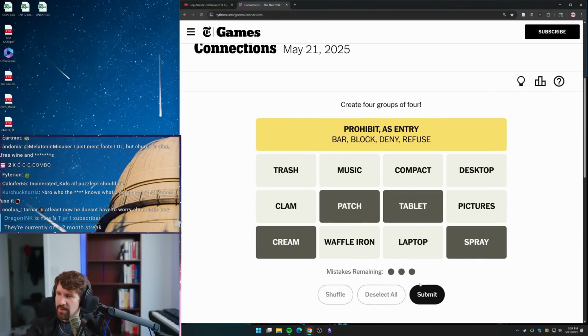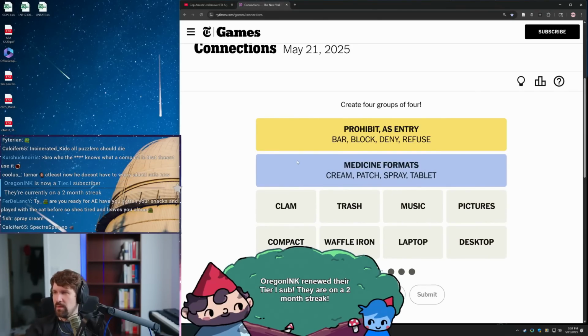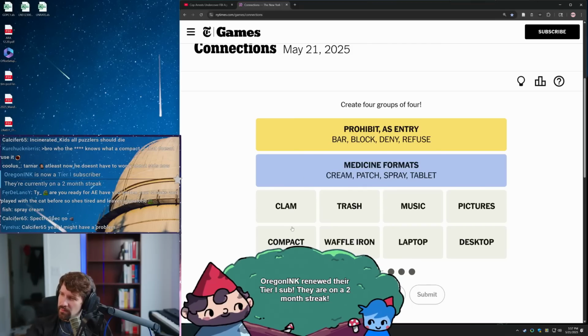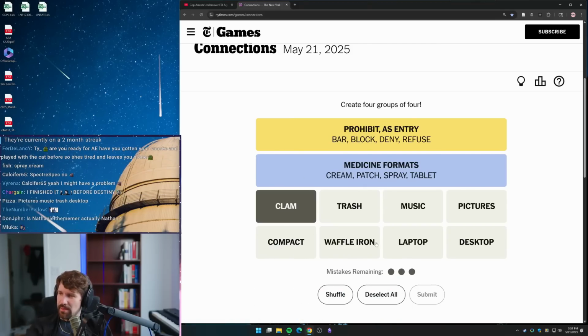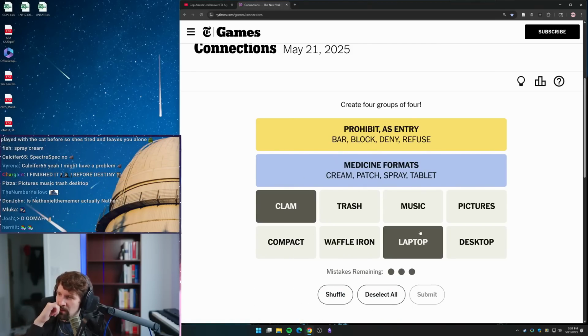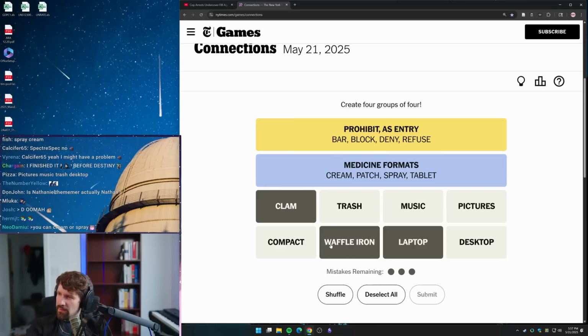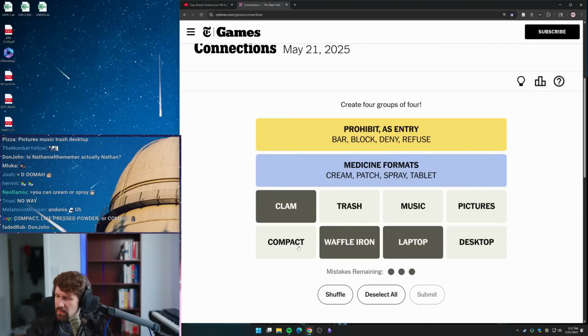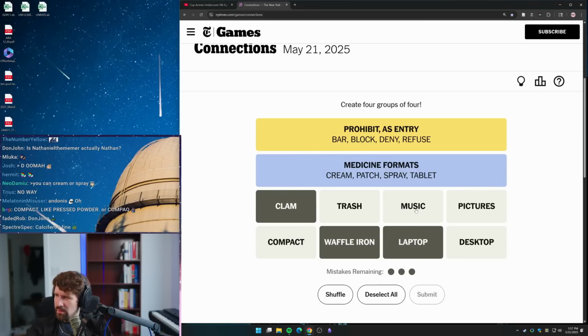Oh my god, I'm a fucking genius. Purple me, baby. Okay, whatever. Blue, that's okay. All right. This is gonna be like it folds or some bullshit. A clam, a waffle iron, a laptop. Desktops don't. Compact. I don't know what the fuck that means. A trash, a music, a pictures.